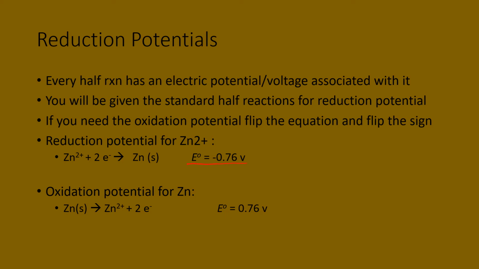Reduction means we're gaining electrons, so our oxidation number is decreasing. So we're going from a +2 to 0. So it's decreasing, so it's being reduced, so that's a reduction. Oxidation potential, zinc, if we're going the other direction, now our number is increasing. As we lose electrons, our oxidation number increases. And so this is oxidation, and we just flip the equation, and it is the opposite charge.